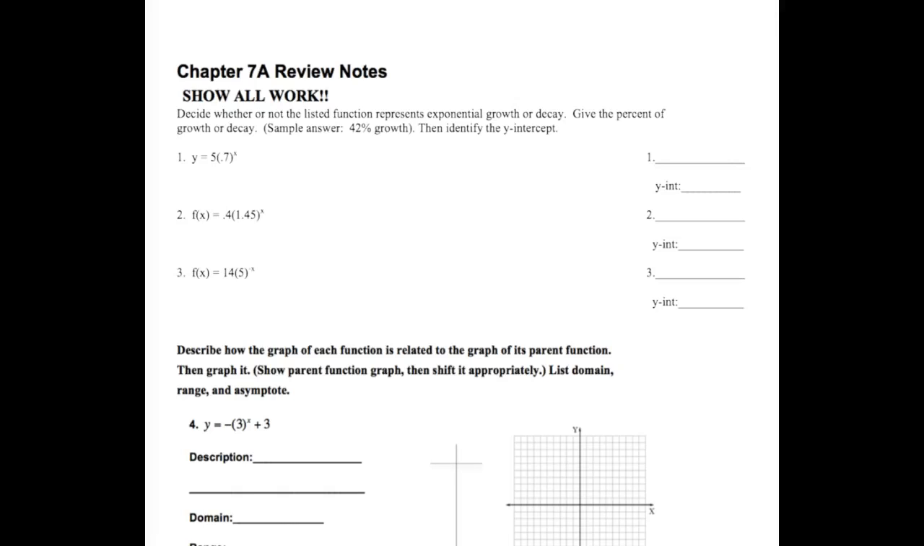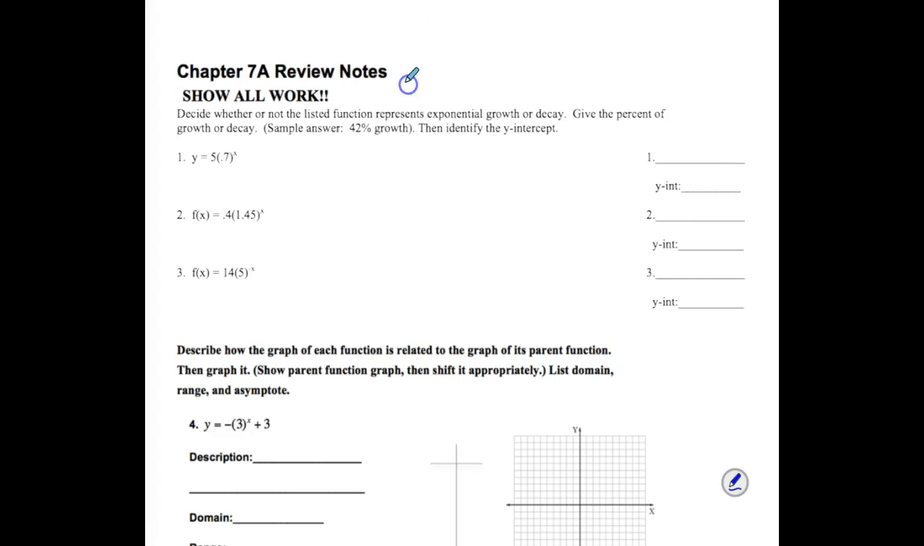Today we're going to look at getting ready for our Chapter 7a test. Our first questions say to decide whether or not the listed function represents exponential growth or decay. Give the percent of growth or decay. For example, you could say 42% growth. And then also identify the y-intercept.